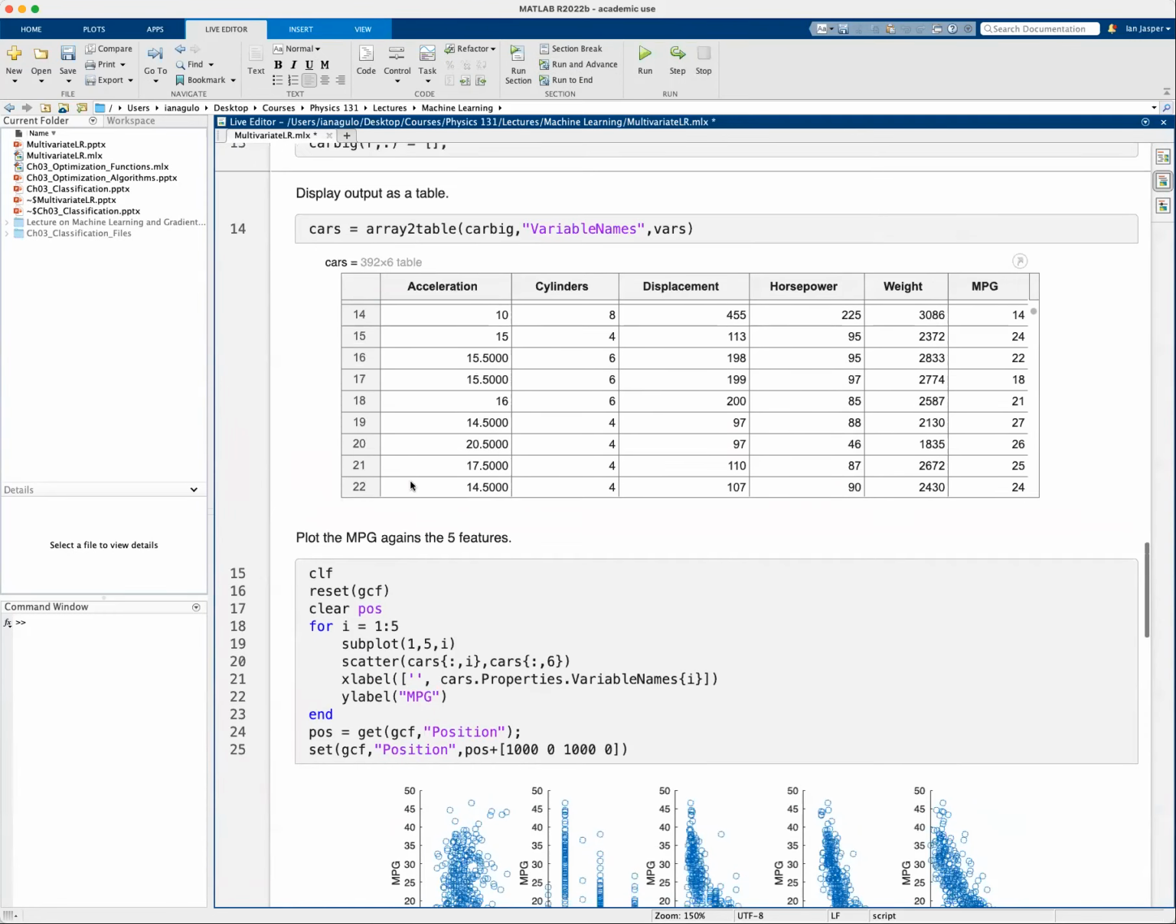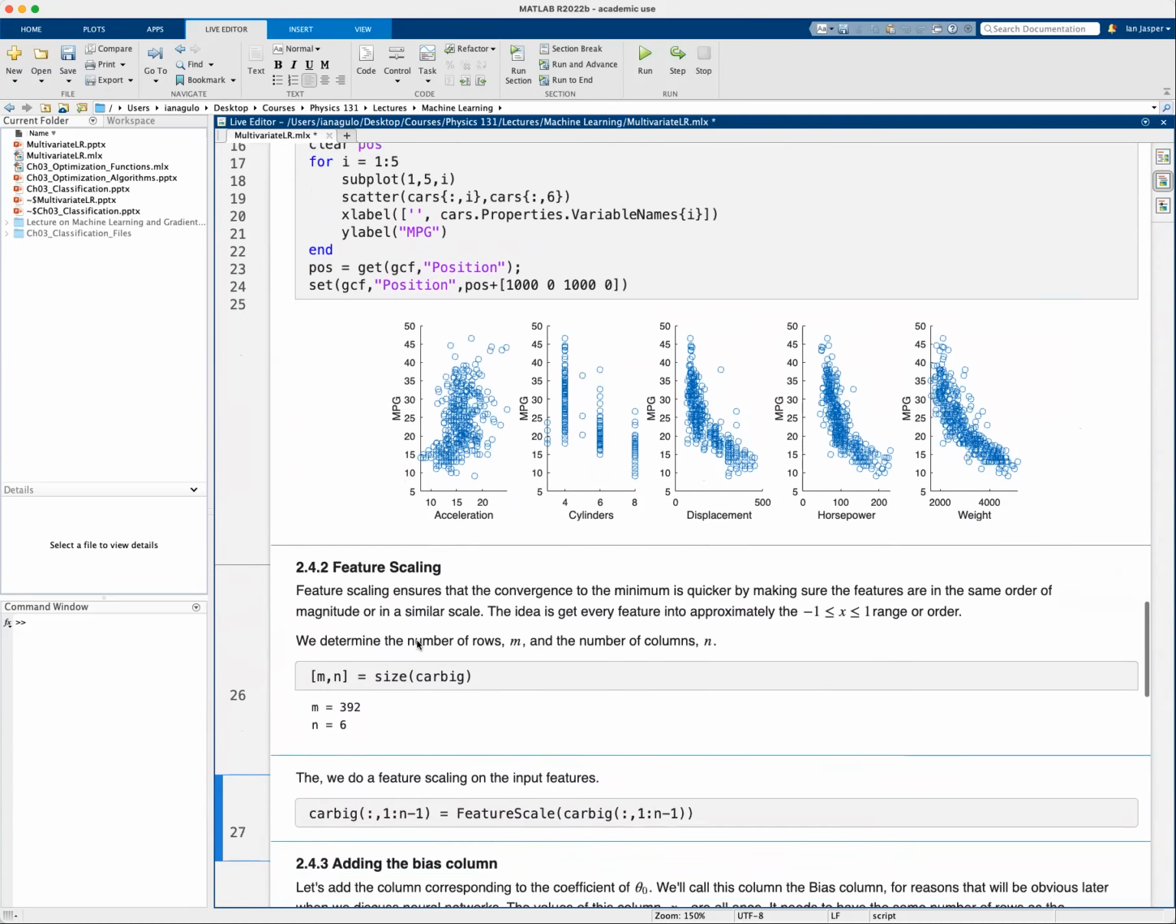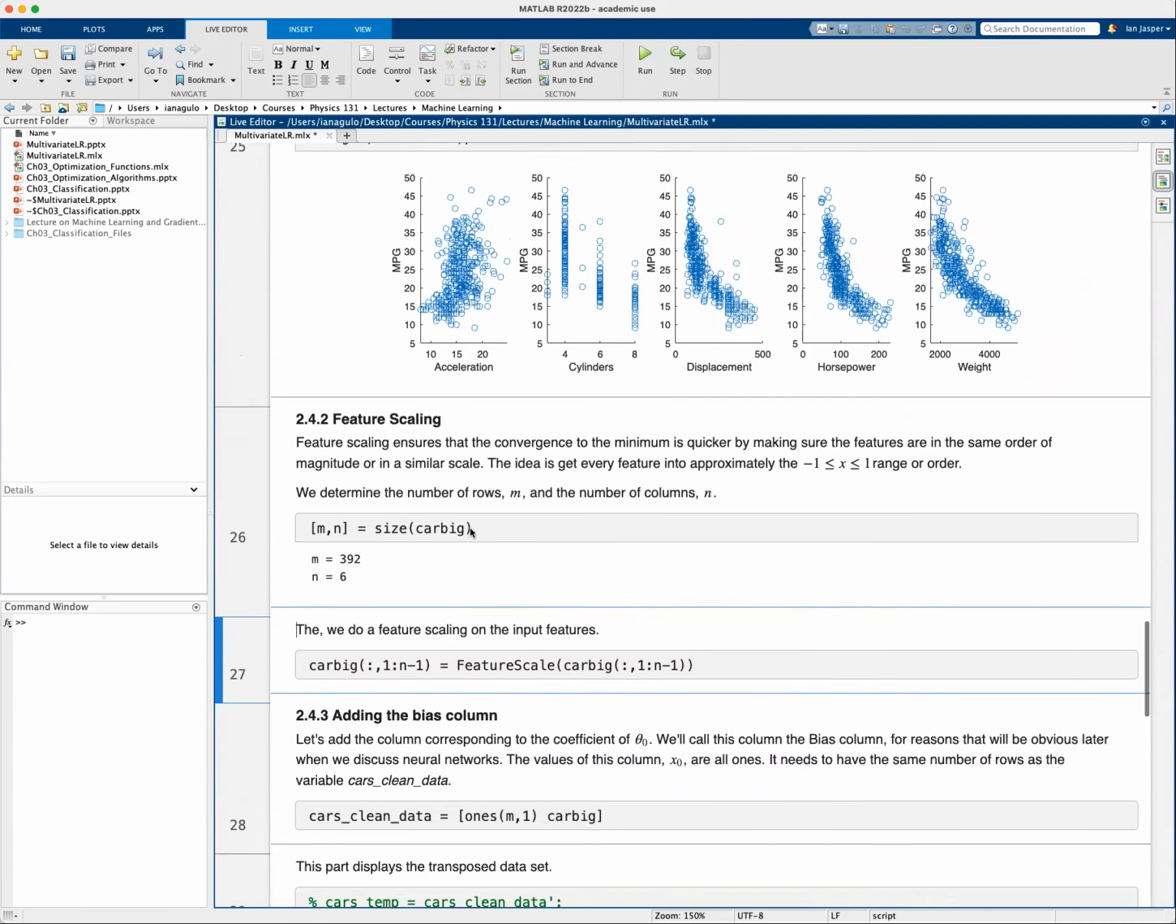Dito pinlot yung iba't ibang features against the dependent variable. Halimbawa, yung acceleration is plotted against miles per gallon. Yung cylinders is plotted against miles per gallon. So pinlot lang dito yung iba't ibang features against the output y. Tapos ito naman yung feature scaling.